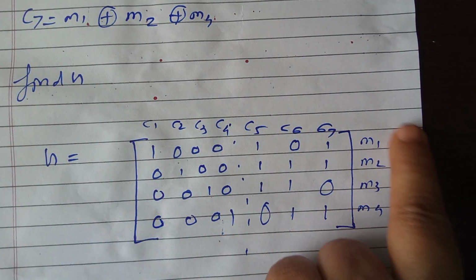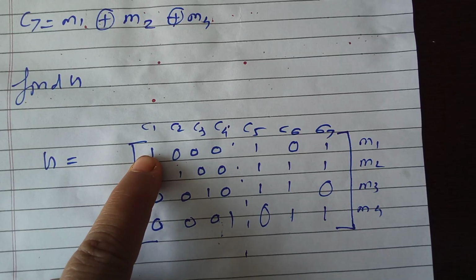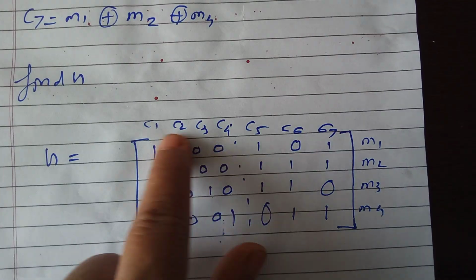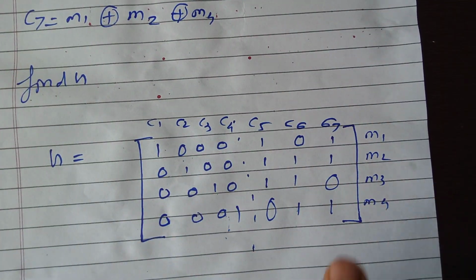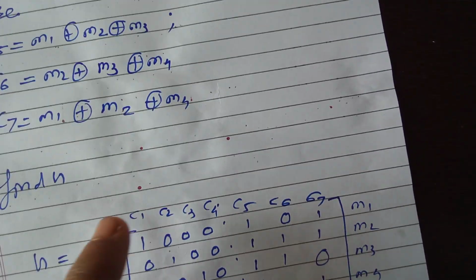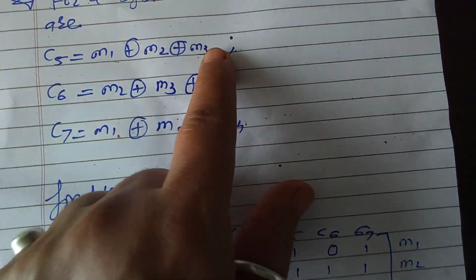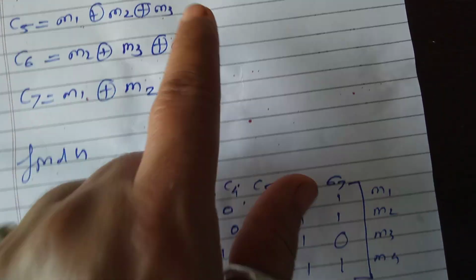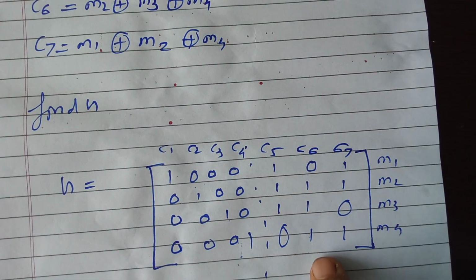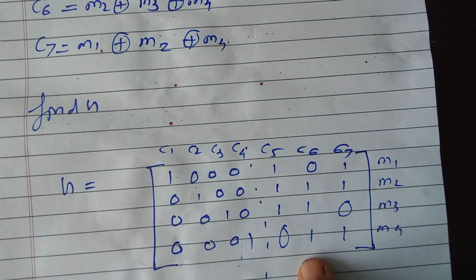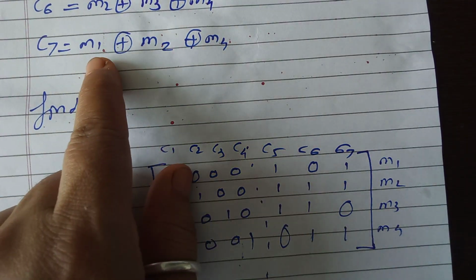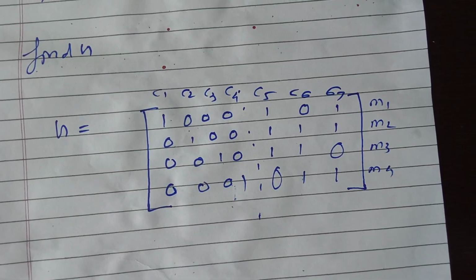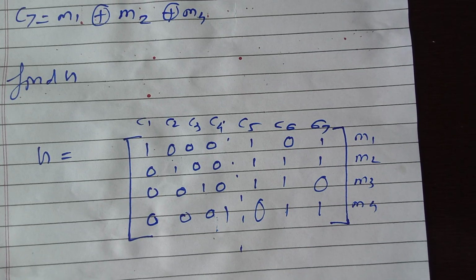Now you know C1 is M1, C2 is M2, C3 is M3 and C4 is M4. So this is an identity matrix of dimension 4 by 4. Number of messages is 4. C5 is equal to M1, M2, M3, so 1, 1, 1. C6 is M2, M3, M4, so in the rows of M2, M3, M4 you have to write 1 for the C6 column. For the C7 column, in the rows of M1, M2, M4 you have to write 1, 1, 1. So this is the formation of the generator matrix.